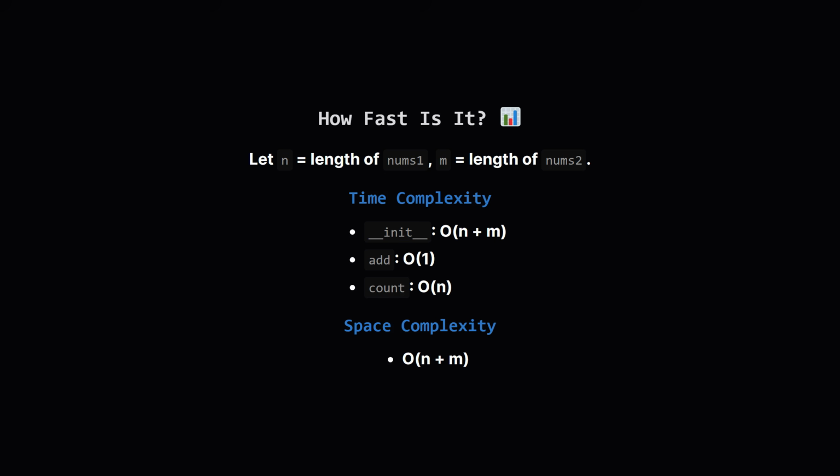So how efficient is this? Let's say n is the length of the list nums1, and m is the length of nums2. The initial setup takes order n plus m time, because we have to read both lists and build our map. The add operation is fantastic. It's order 1, or constant time. And the count operation takes order n time, because we only have to loop through the nums1 list. For space, we need to store both original lists plus the frequency map, so that's also order n plus m.